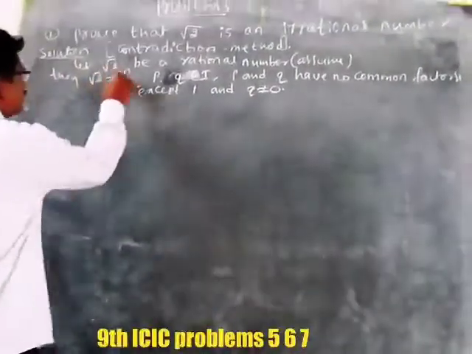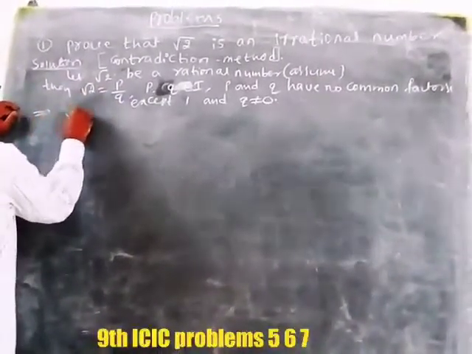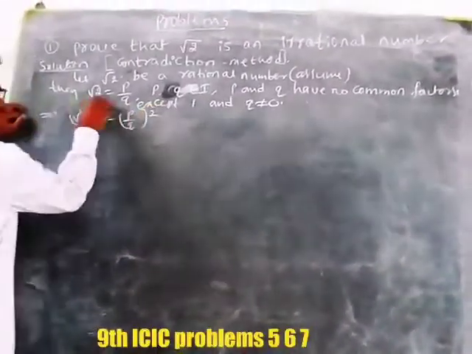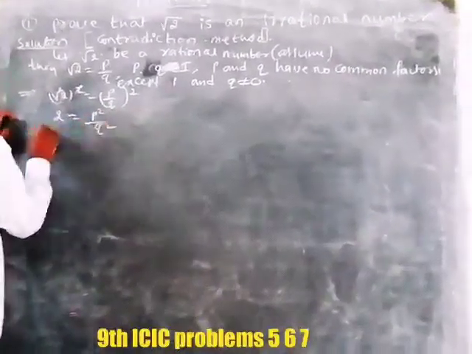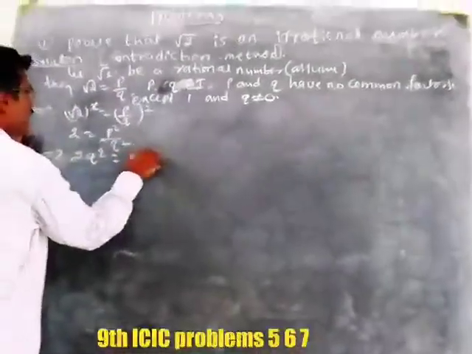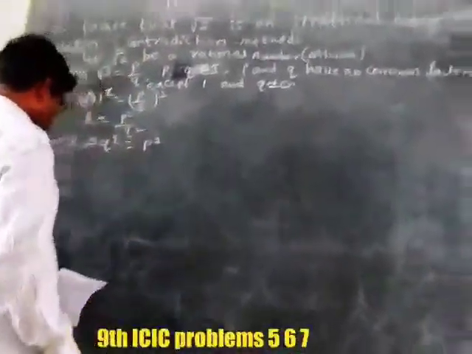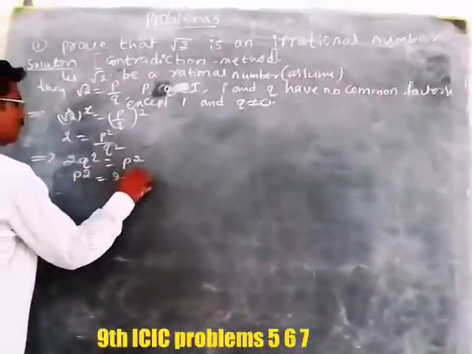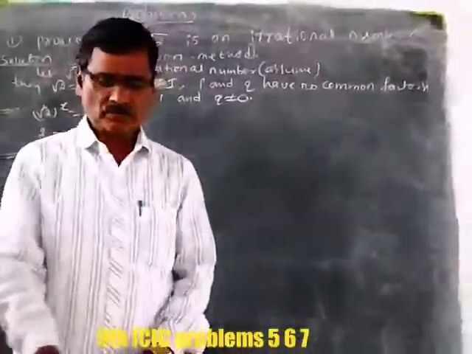Then on squaring this, we have to make the square. So this implies root 2 whole square is equal to P by Q whole square. The root will get cancelled. That is, 2 is equal to P square by Q square. This gives 2 into Q square is equal to P square, that is, P square is equal to 2Q square. Call it equation 1.